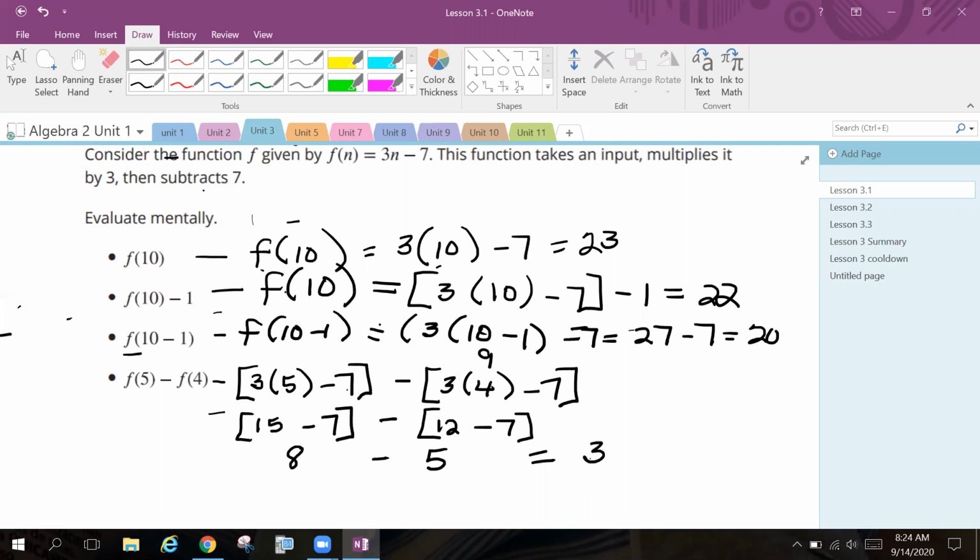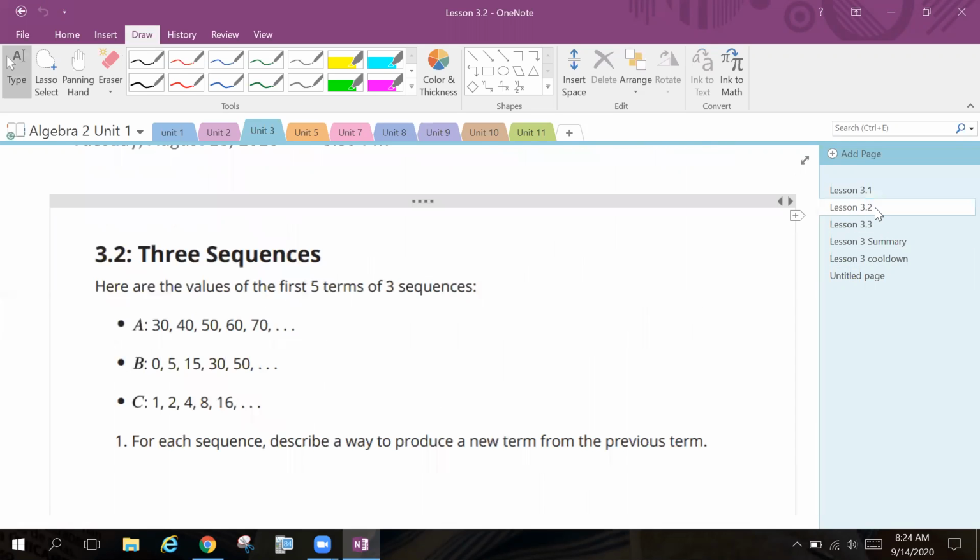So does it help sometimes to put parentheses and brackets in to identify the differences? Yes. Okay. All right. Questions about that? Okay. All right. So here we go.